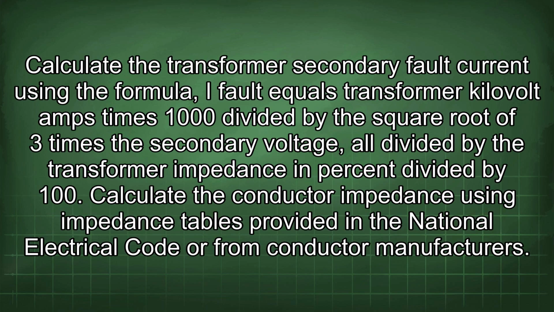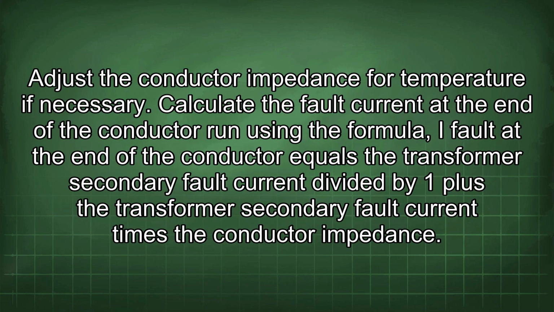Calculate the transformer secondary fault current using the formula I fault equals transformer kilovolt amps times 1000 divided by the square root of 3 times the secondary voltage, all divided by the transformer impedance in percent divided by 100. Calculate the conductor impedance using impedance tables provided in the National Electrical Code or from conductor manufacturers. Adjust the conductor impedance for temperature if necessary.